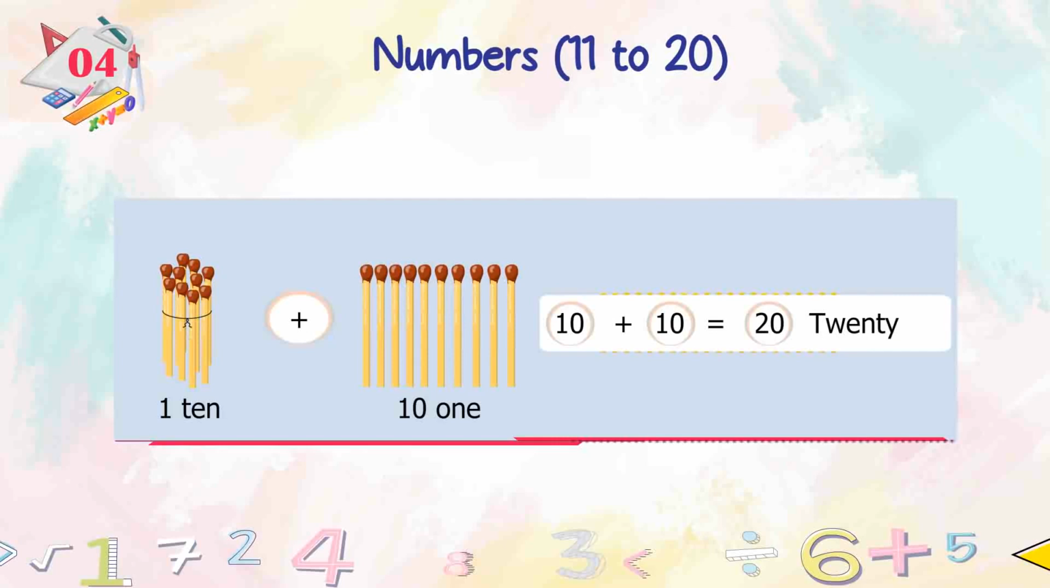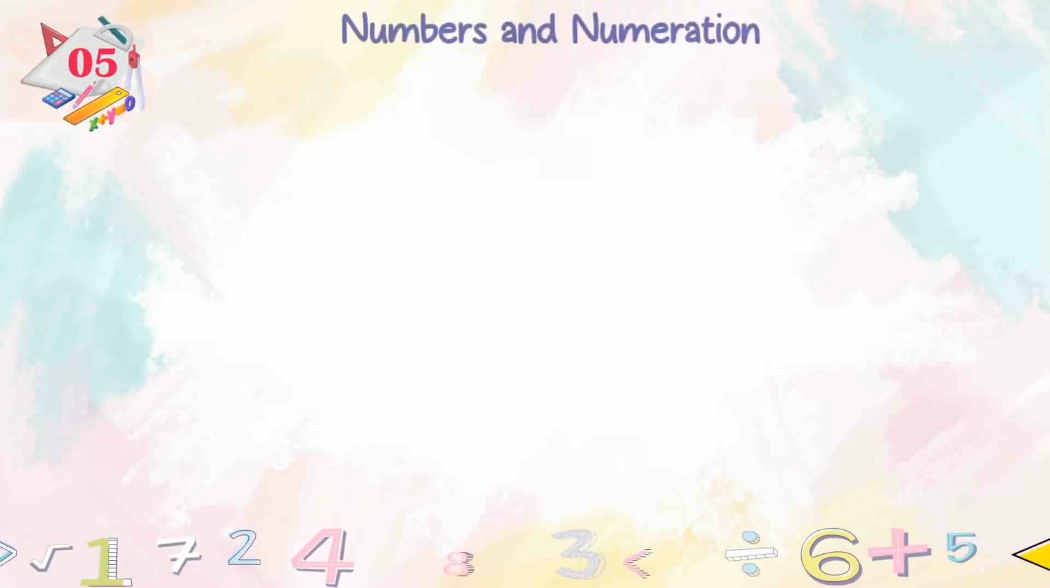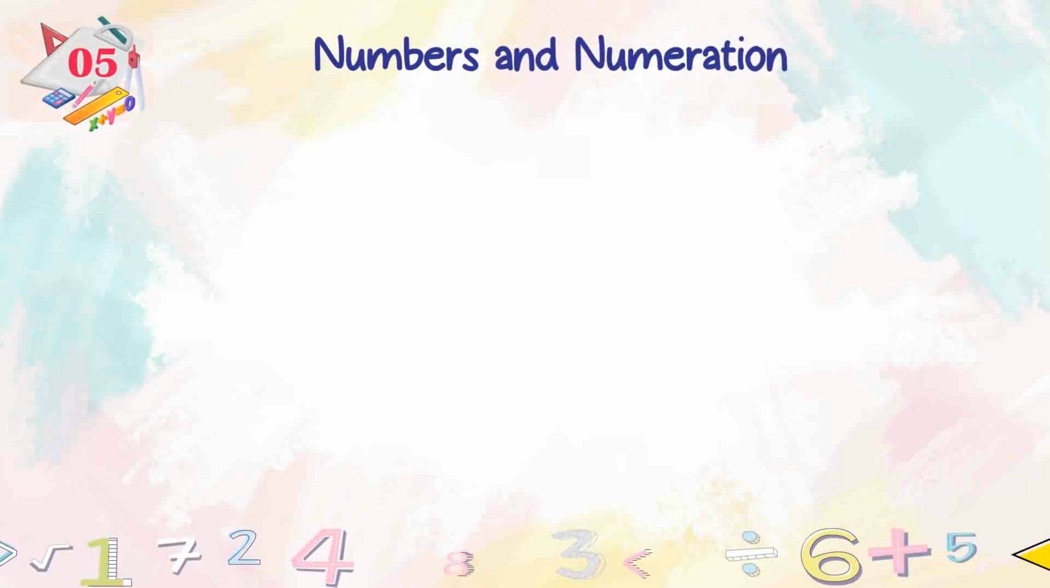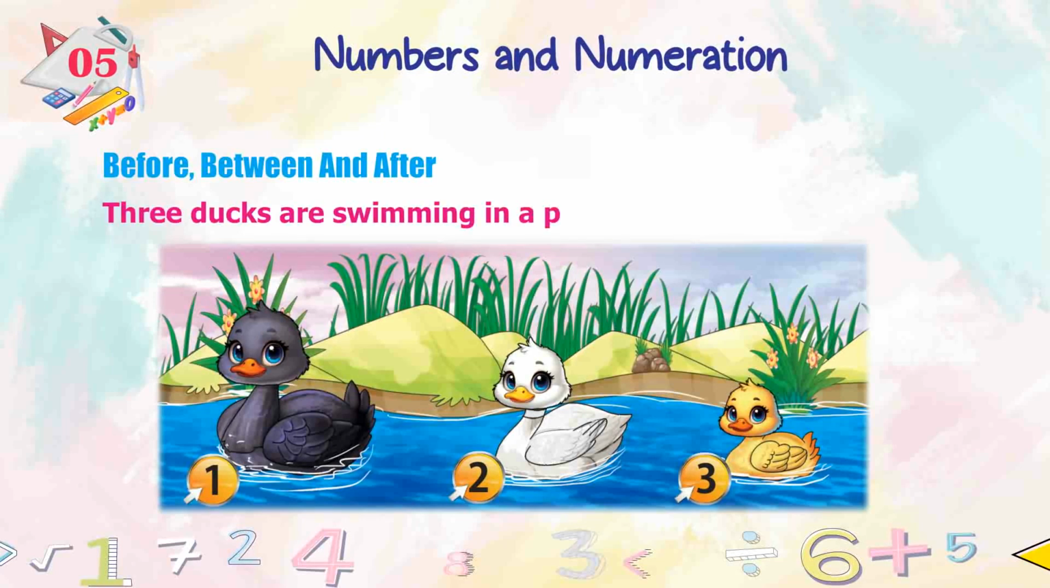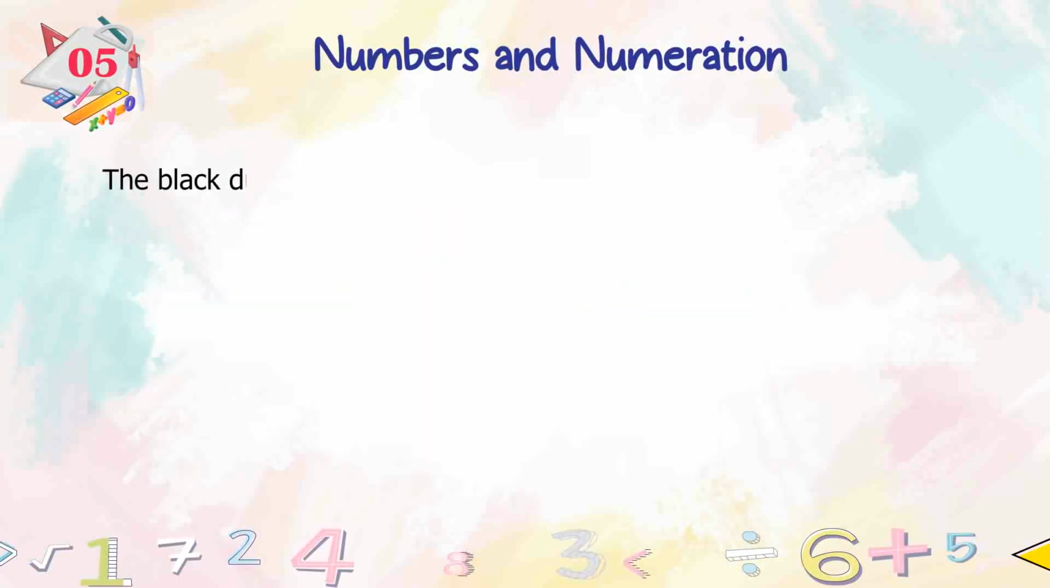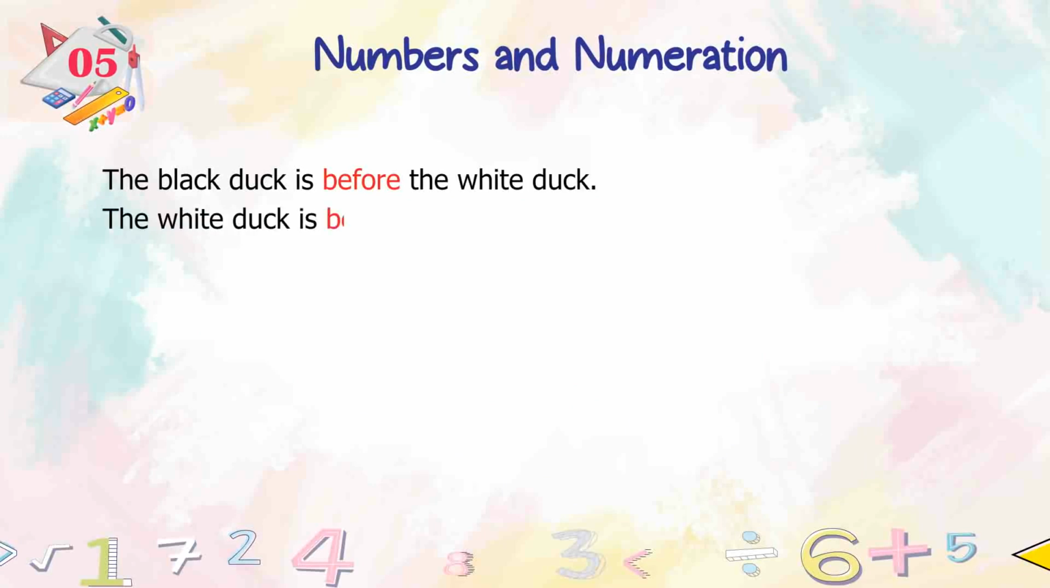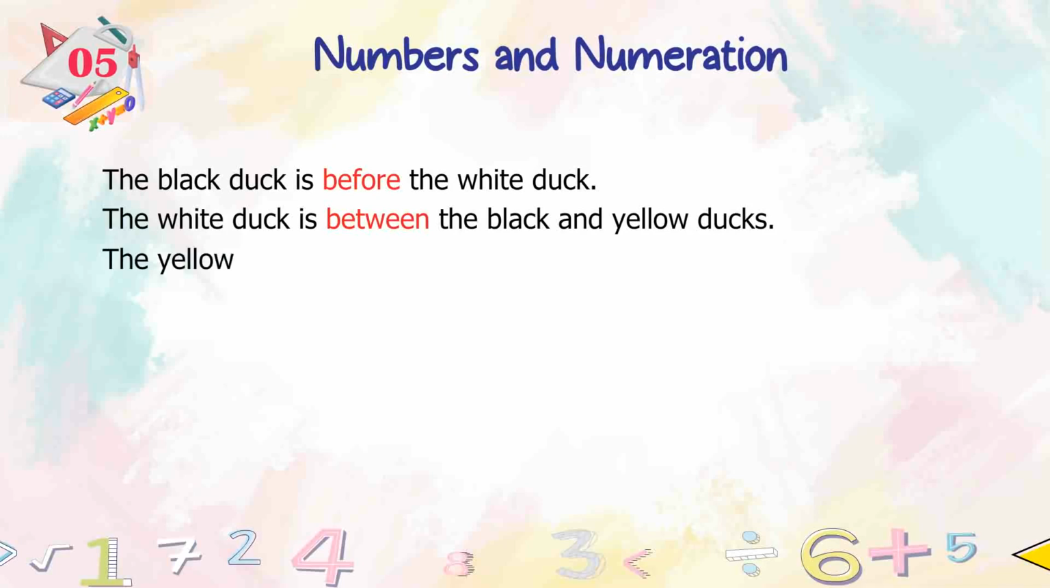Chapter 5. Numbers and numeration. Before, between and after. 3 ducks are swimming in a pond. The black duck is before the white duck. The white duck is between the black and yellow ducks. The yellow duck is after the white duck.